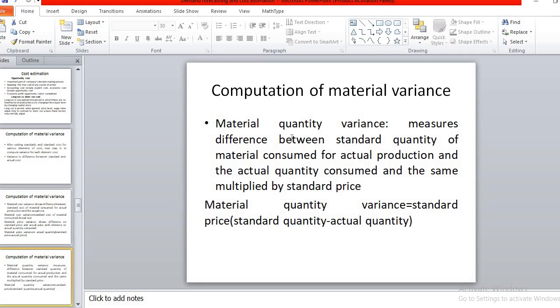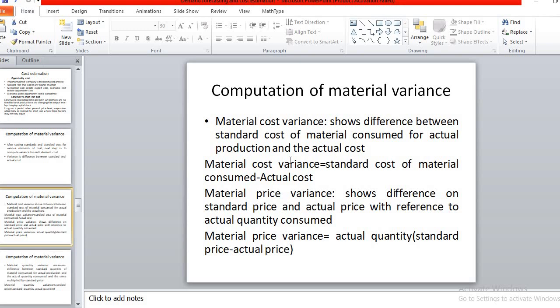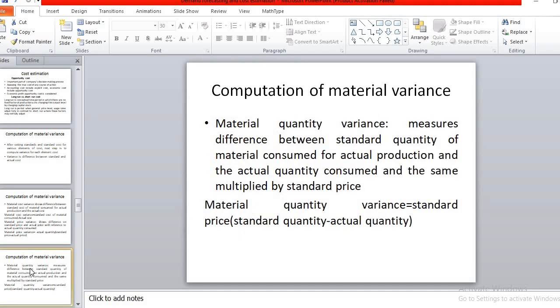Another one is the material quantity variance: the difference between the standard quantity of material consumed for actual production and the actual quantity consumed. So these three variances for the material are cost, price and quantity, each a difference between standard and actual terms, whether it is cost, price or quantity.